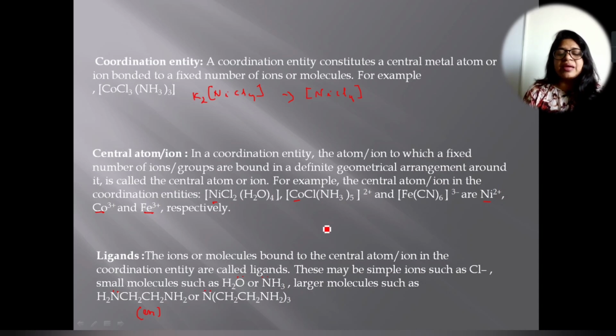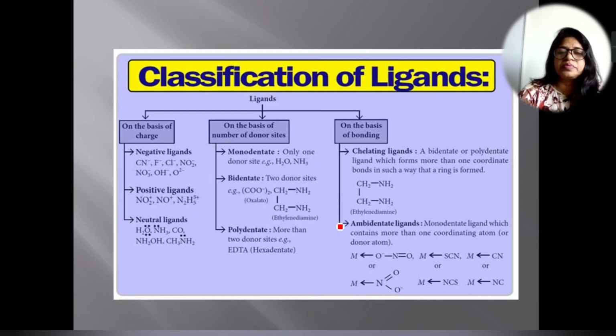When a ligand donates a pair of electrons to the central metal ion, what will happen? A bond is formed. What type of bond? It is a coordinate covalent bond. So the bond formed in a coordination complex is a coordinate covalent bond.